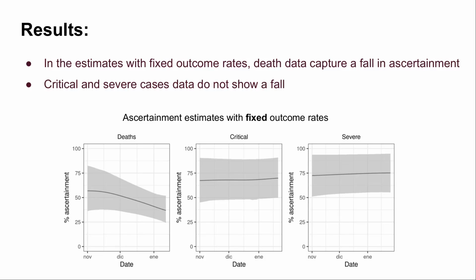Here, we see the estimated percentages of ascertained infections, adjusting the model to reported deaths, critical cases, or severe cases, all while using fixed outcome rates. We see that the model fitted to the death data shows a drop in the estimated ascertainment rate in the same period when Uruguay lost control of the epidemic. However, this change is not seen when fitting the model to the reported critical and severe outcomes.